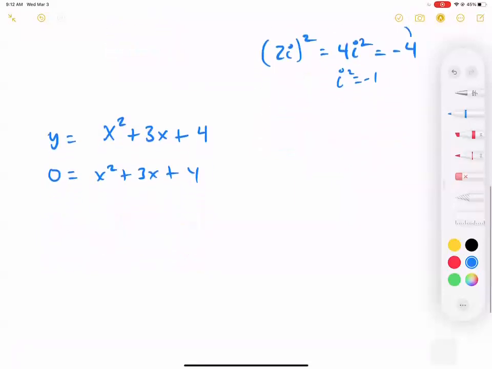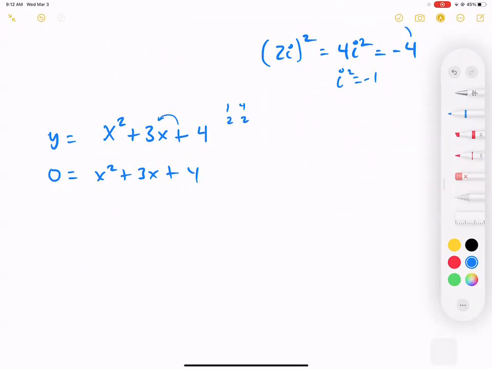Let's try factoring this first. Remember whenever we have an x squared, we want to try factoring it. Two numbers that make a 4 are 1 and 4 and 2 and 2. But do any of these add up to become 3? Nope. So first thing we realize is this isn't factorable.